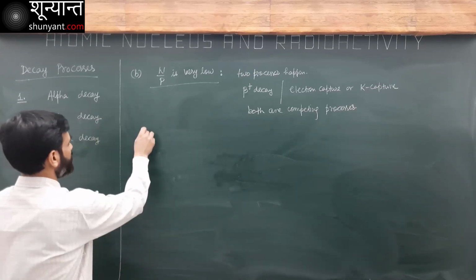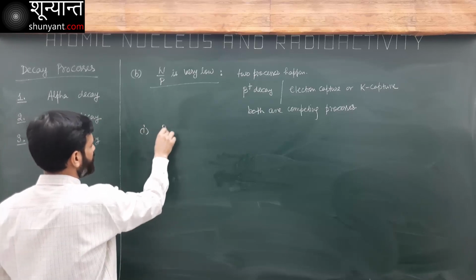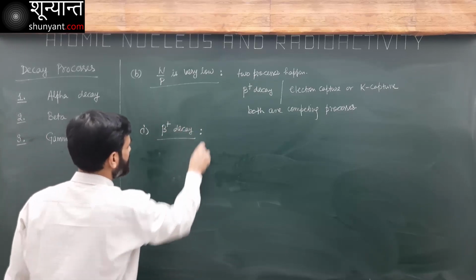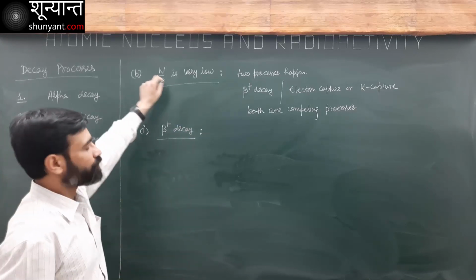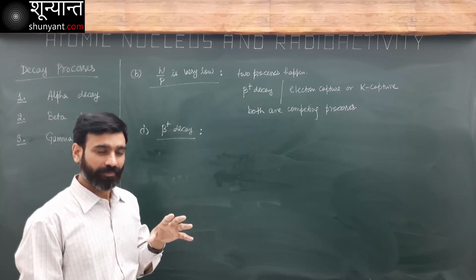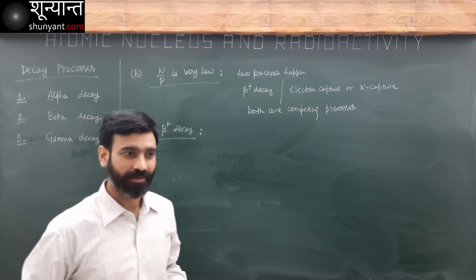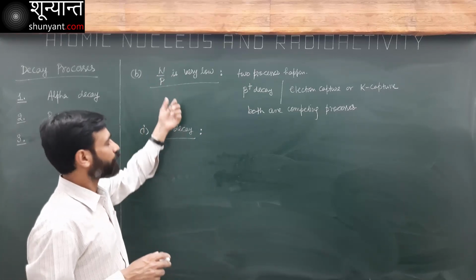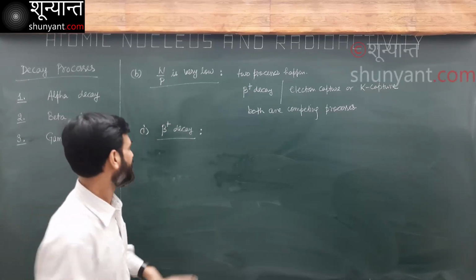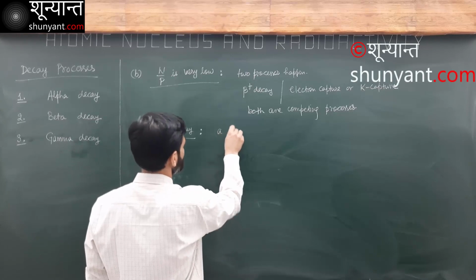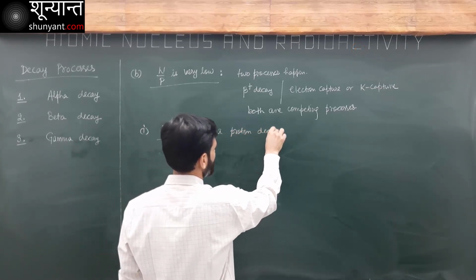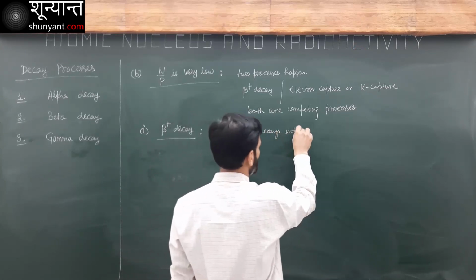Now first case, positive beta decay. Now what is happening here? N by P is too low. So N, the number of neutrons, is very small, smaller than required. Or we can say the number of protons is more than required for stability. Then what happens is a proton decays into a neutron.